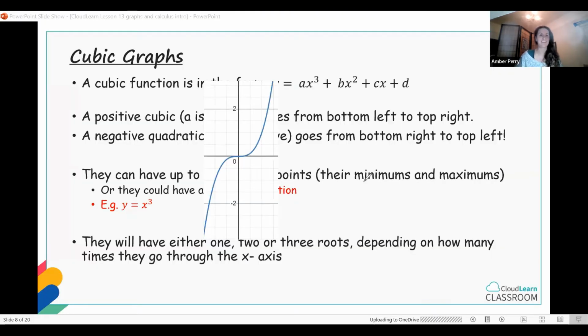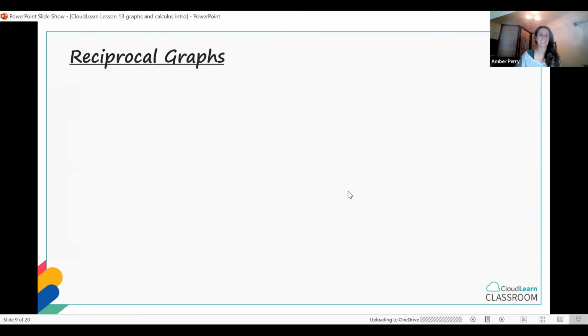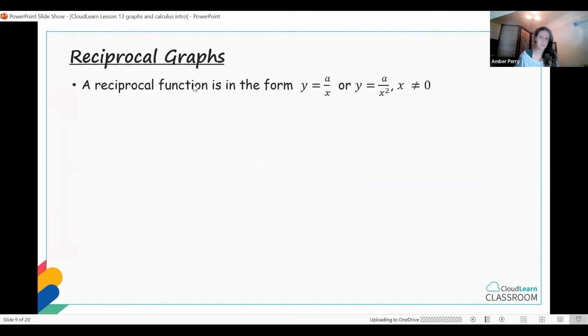Okay. So cubic graphs were that, and then the other one that you probably will have to come across, especially if you're doing higher, is reciprocal graphs. And reciprocal graphs are where you have y equals a over x or y equals a over x squared. So either one of these could pop up. I think we talked a little bit about domains when we did the functions lesson. A domain is basically the input of the function. So it tells us what can go into that function.